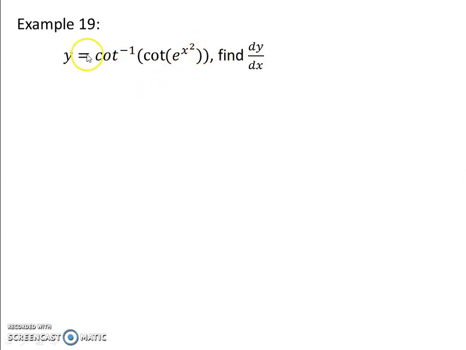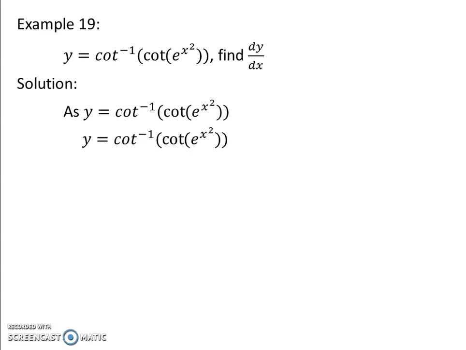So it is clear that this is cot inverse applying on cot, so this gets nullified. So आपको simplification में सिर्फ e raised to x square मिलेगा. Hence simplify करते हैं y को, y equal to cot inverse of cot of e raised to x square. Therefore y equal to e raised to x square. So for differentiation of e raised to x square, we will be using chain rule for e raised to something.